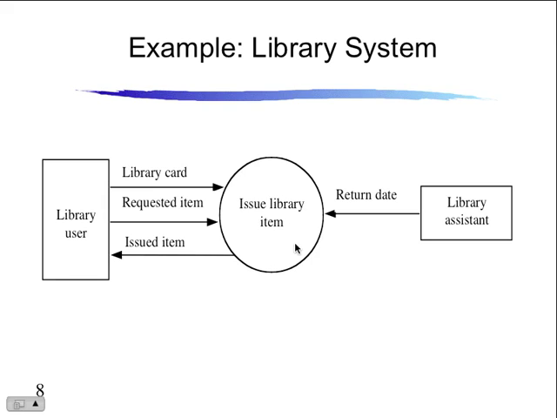And this process is the issue of the library item. It's the I want to borrow the book. It's a process, not an entity. It could be a receipt that you get out of this.